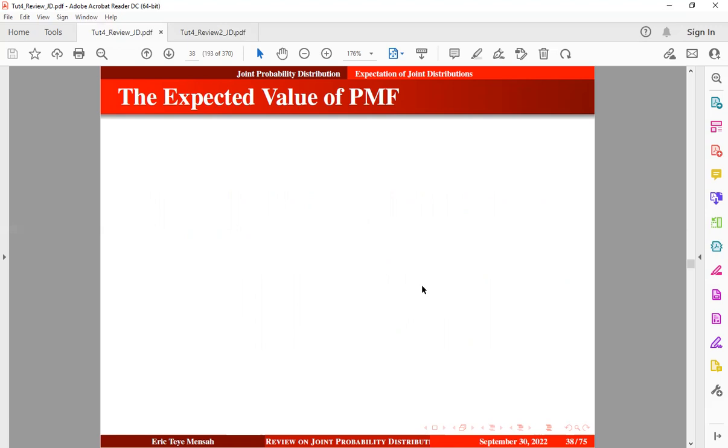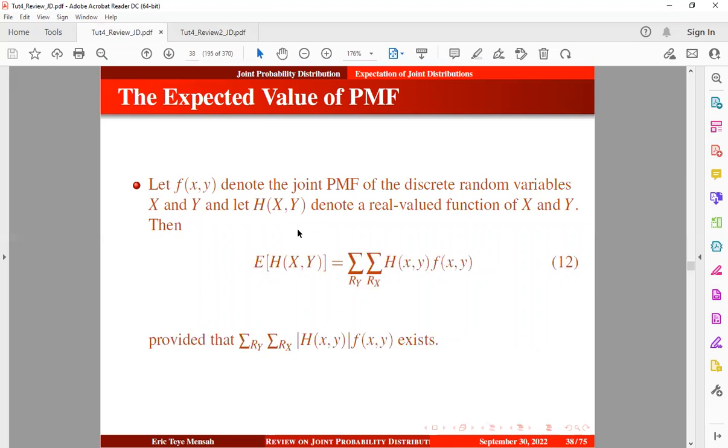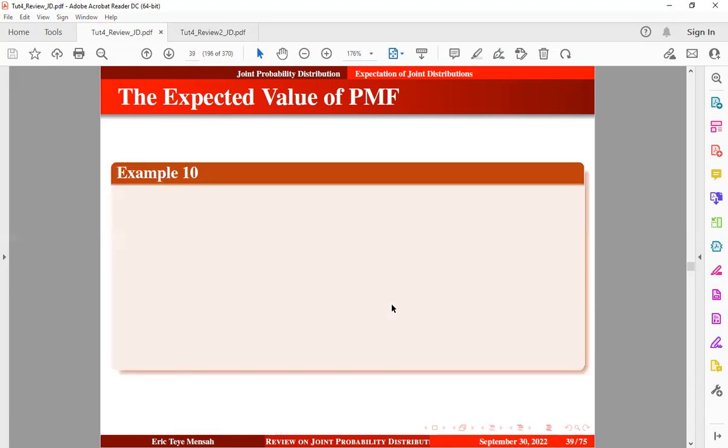All right, so now on expectation of joint distributions, and we would like to begin with the expected value of PMF, or probability mass function. Okay, so let f of x, y denote the joint PMF of the discrete random variables x and y, and let h of x, y denote a real value function of x and y. Then the expectation of this real value function can be expressed as shown in equation 12, provided that this condition exists. Okay.